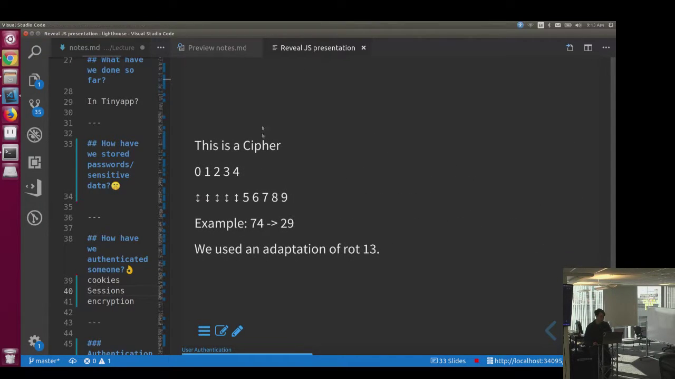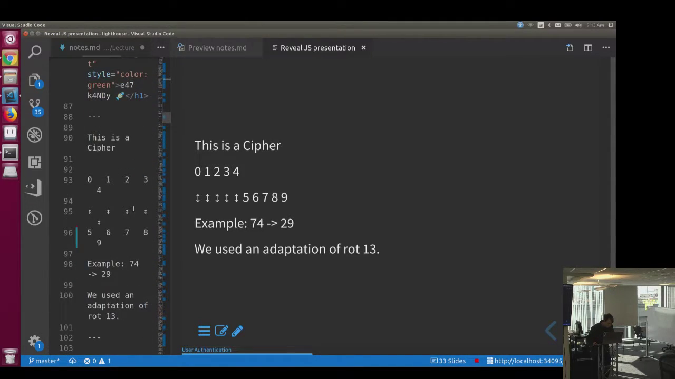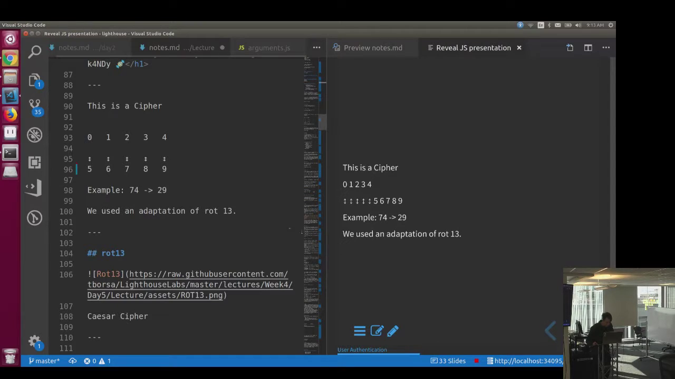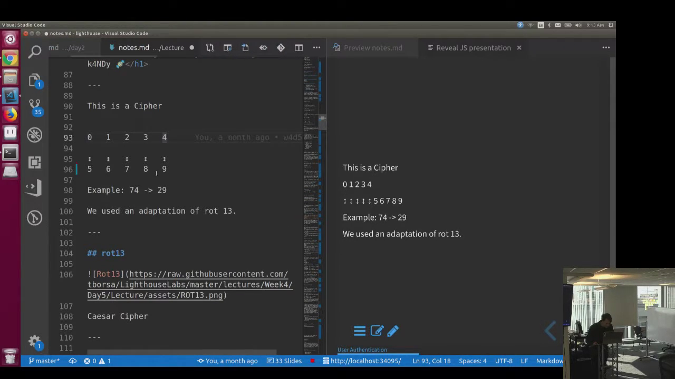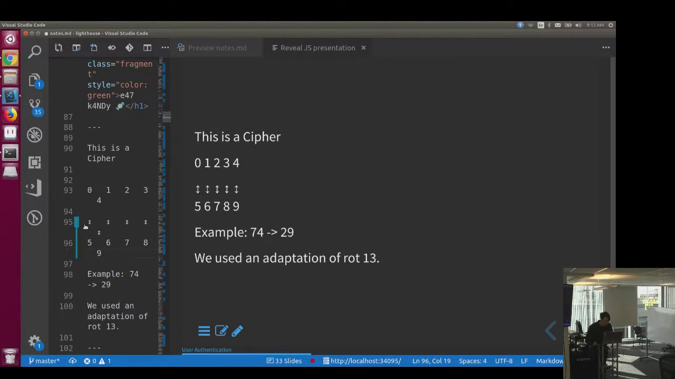Let's see. So we were just doing a shift here. So we had 0 being shifted to 5, 1 being shifted to 6, and vice versa. This is just kind of like mod 5 also. So we're just adding 5 onto the number, modular 9, so that it would roll back over. This is an example of, or an adaptation, not really an example of ROT13, which is a form of encryption.